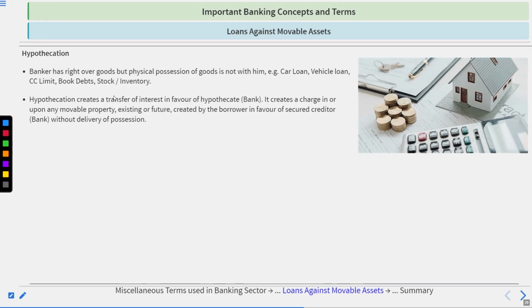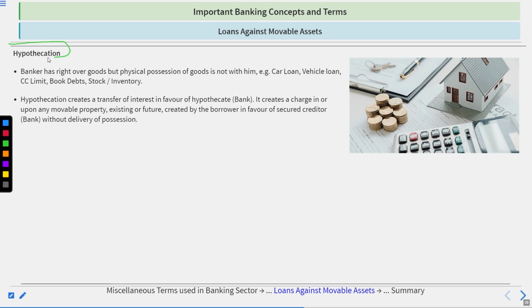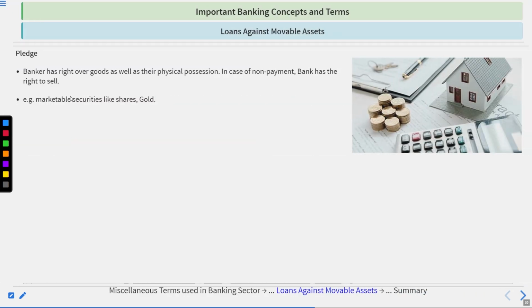so secured. Now we have loans against movable assets: hypothecation. The banker has a right over goods, but physical possession of the goods is not with him. Examples: car loan, vehicle loan, CC limit, book debt, stock inventory. Hypothecation creates a transfer of interest in favor of the hypothecatee; the bank creates a charge in or upon any movable property, existing or future, created by the borrower in favor of the secured creditor without delivery of possession.